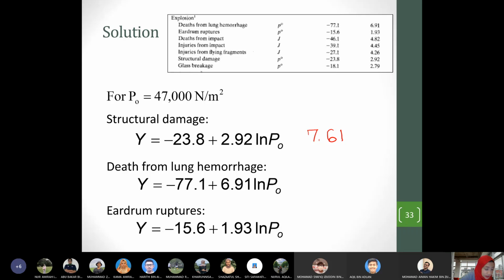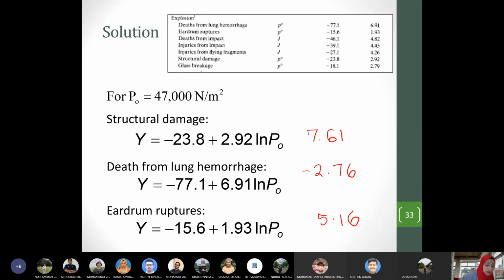Okay, so death from lung hemorrhage is? Do you get a negative value? Yeah. Okay, so what is the value? Negative 2.763. Okay. And eardrum ruptures? 5.16. Okay, so we have these three Probit values. So don't worry about the negative value.